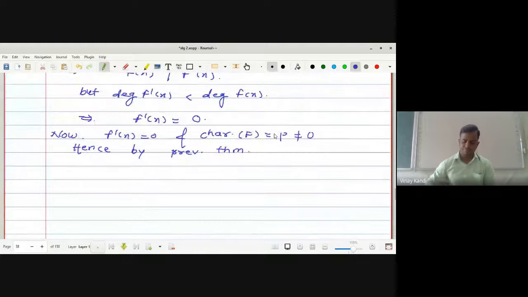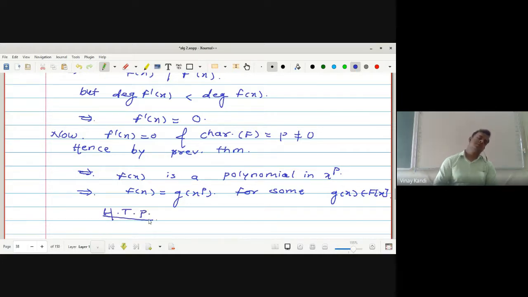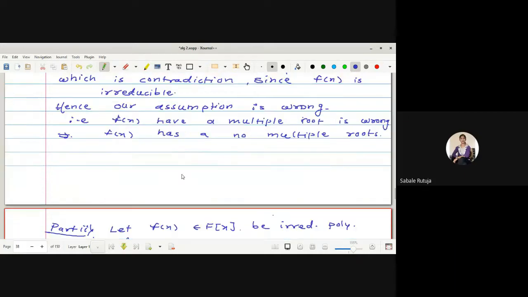So by the previous theorem, this implies f of x is a polynomial in x raised to p. That implies f of x is equal to g of x raised to p for some g of x belonging to capital F of x. Hence, any doubt? No, sir. Okay, what we have to do here?